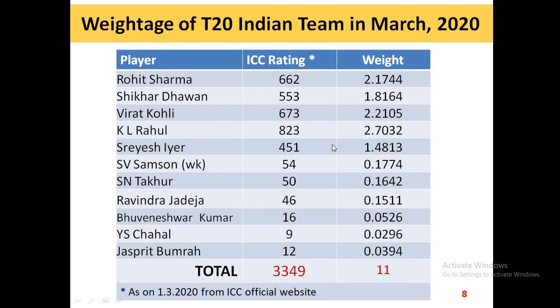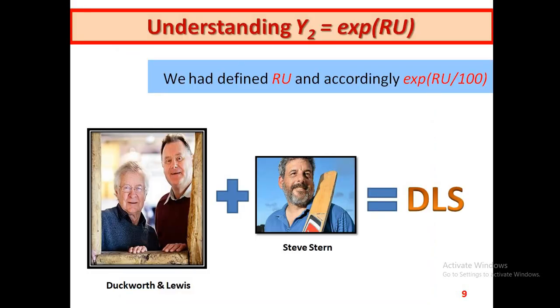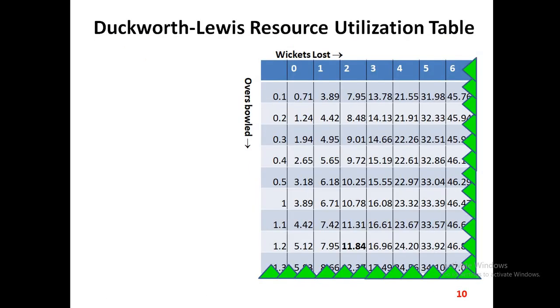So, and then if you look at the Duckworth-Lewis table, which was developed by Duckworth and Lewis and is now looked after by Stern, it is called the DLS table. It defines the resource utilization. This is an abridged version of the table. And let us take an example.